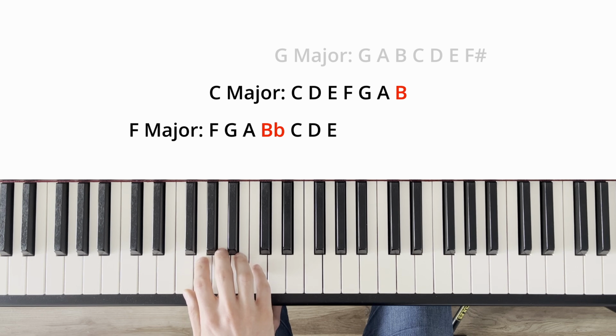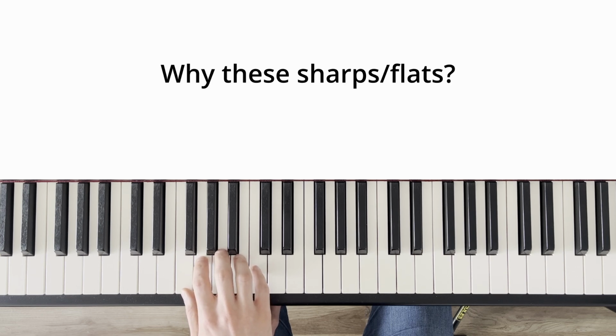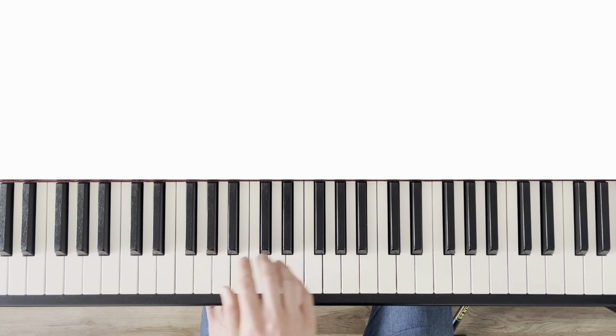But the big question is, why F sharp and why B flat? Are the sharps and flats arbitrary? Fortunately, no. There is a pattern to it, and if you understand that pattern, you won't have to memorize all the key signatures through brute force. To explain it, let's start by looking at the C major scale again.